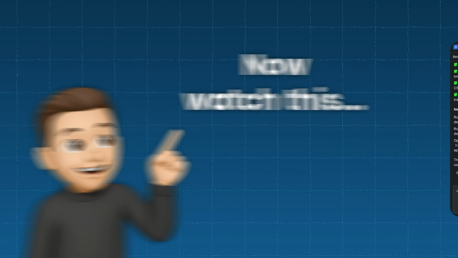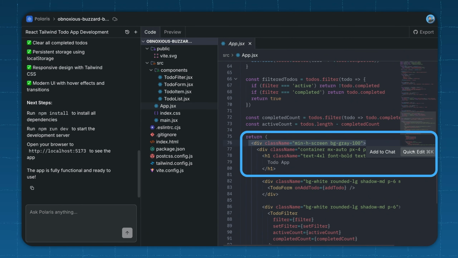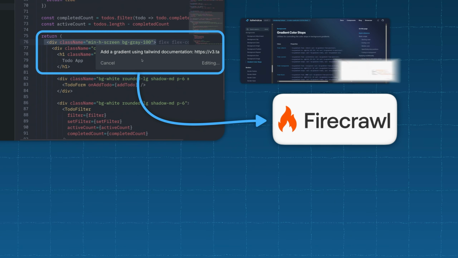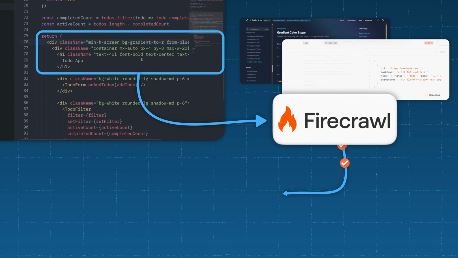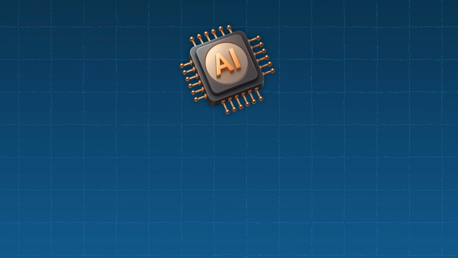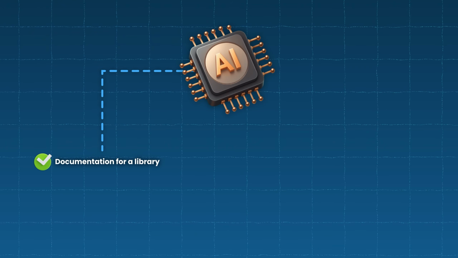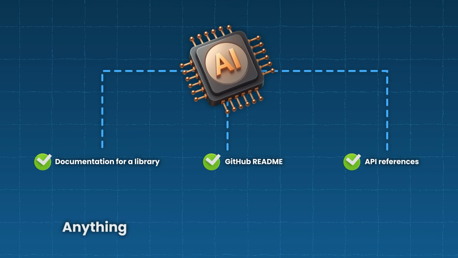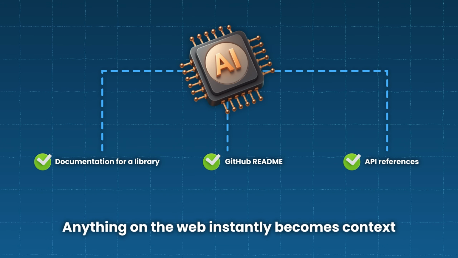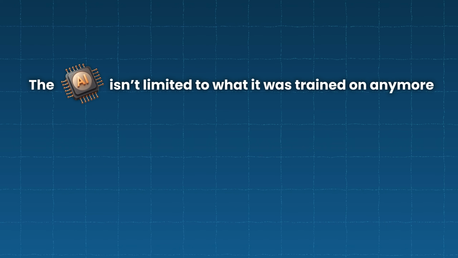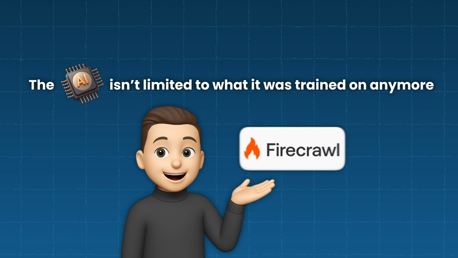Now watch this. Select any code, open Quick Edit, and paste a URL. Firecrawl scrapes that page and feeds it directly to the AI. Documentation for a library that launched last week, a GitHub README, API references, anything on the web instantly becomes context. The AI isn't limited to what it was trained on anymore. That's the power of Firecrawl.